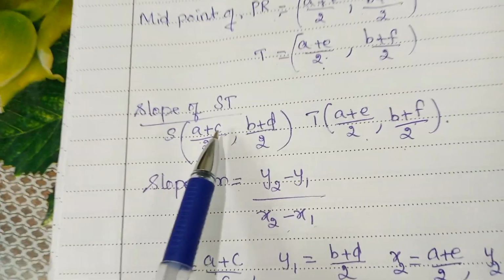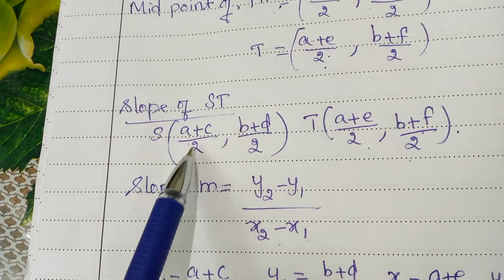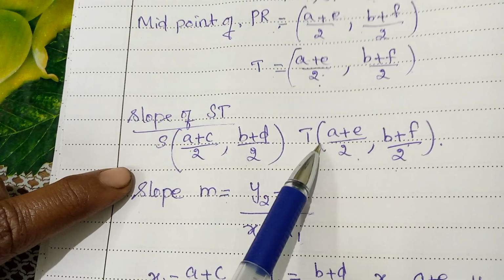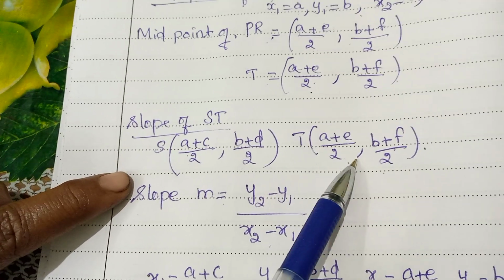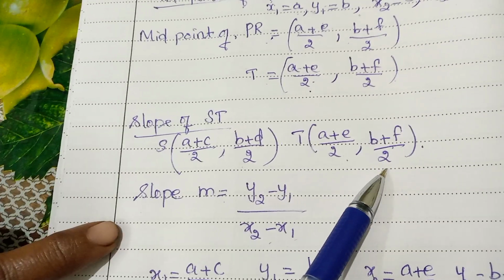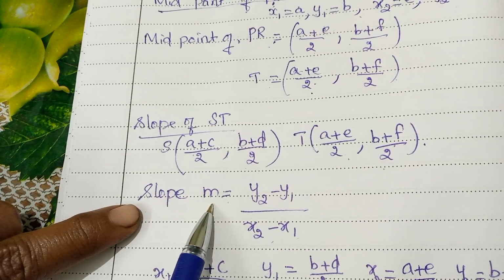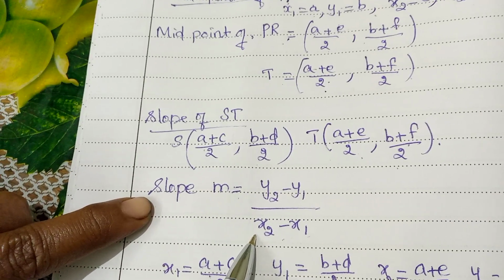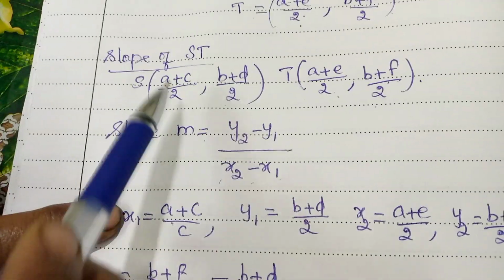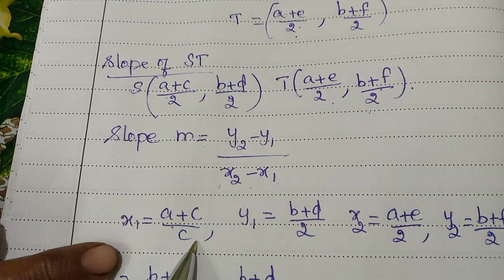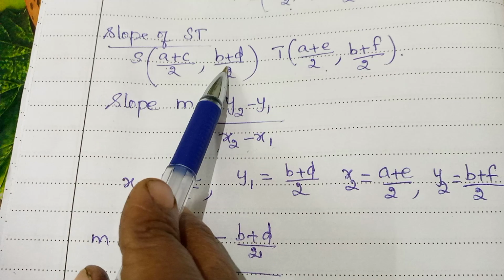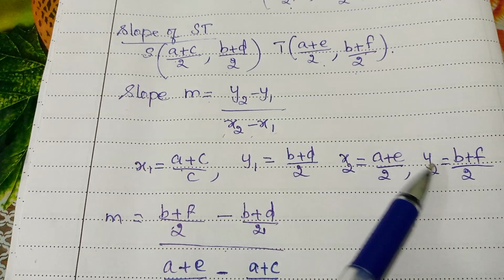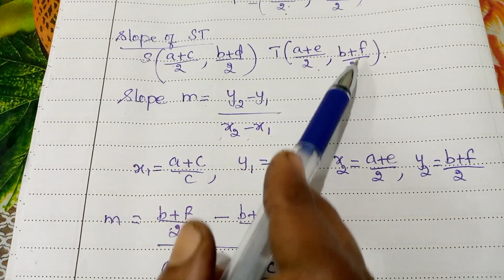For that, we have to use S point, S of A plus C by 2 comma B plus D by 2, then T of A plus E by 2 comma B plus F by 2. Now let's use the formula. What is the formula for slope? M is equal to Y2 minus Y1 by X2 minus X1. What is the X1 value? A plus C by 2. What is the Y1 value? B plus D by 2. What is the X2 value? A plus E by 2. And what is the Y2 value? B plus F by 2.